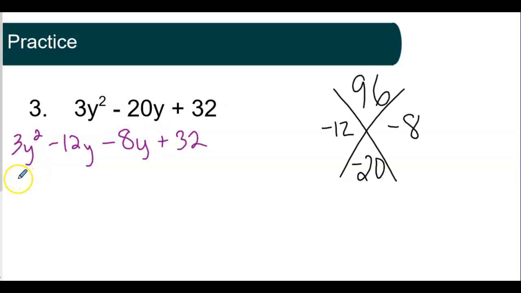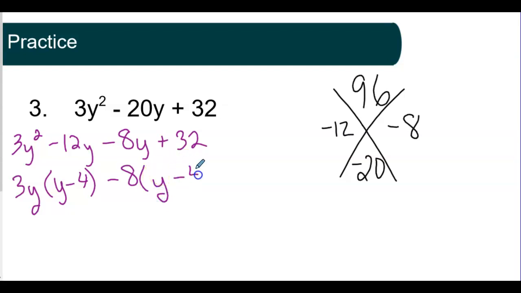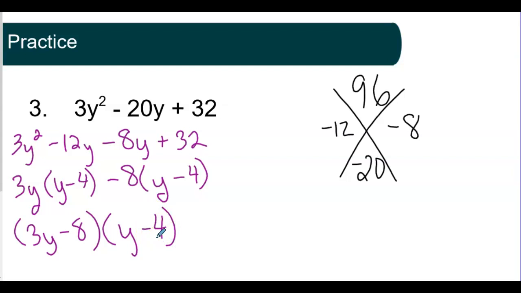Let's factor by grouping. Common factor for the first two is 3y, leaving me with y minus 4. And for the next two, common factor is negative 8, leaving me with also y minus 4. Be careful with your signs there. And I get (3y minus 8)(y minus 4) as my binomials.